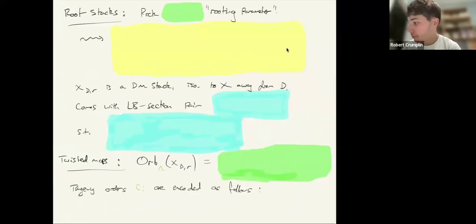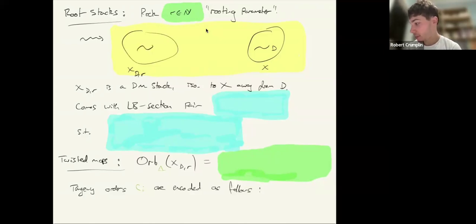Cool. So what we do in this story is we first pick some natural number R, which we're going to call a rooting parameter. And let me just draw a picture of what this X_{D,R} is. So here's our original space X, and inside of it is some divisor D. And X_{D,R} is going to be some new space, which is over here, and it admits a map I'll call pi to X. And there is some locus in it, which I'm going to call 1/R times D.